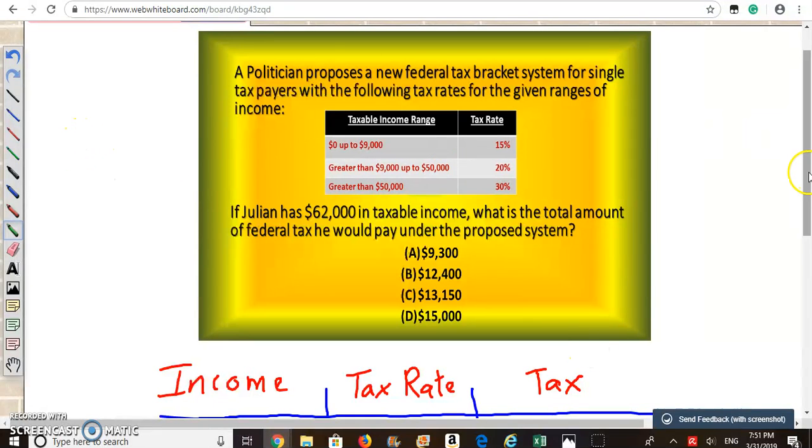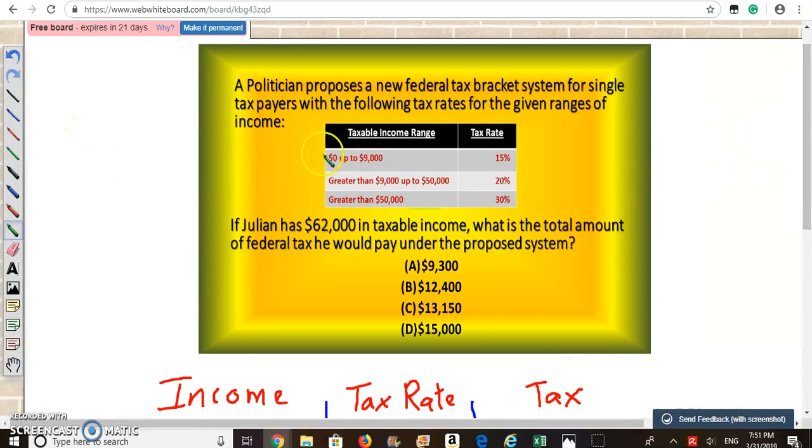So if you look carefully into the table, you will see that these are the taxable income range and these are the corresponding tax rates. For an income of $0 up to $9,000, the tax rate is 15%. If the income range is greater than $9,000 up to $50,000, the tax rate is 20%. If the income range is greater than $50,000, the tax rate is 30%. So Julian has an income of $62,000.